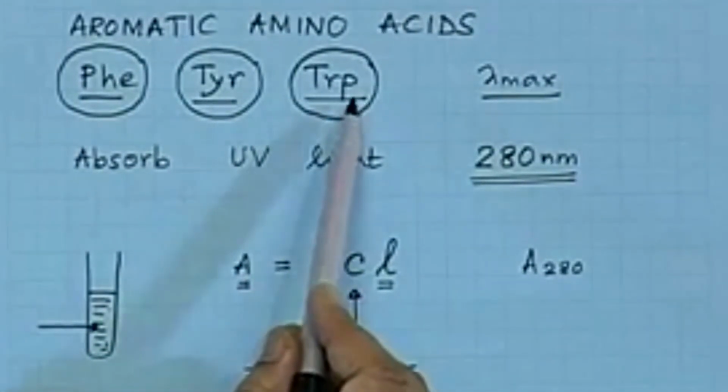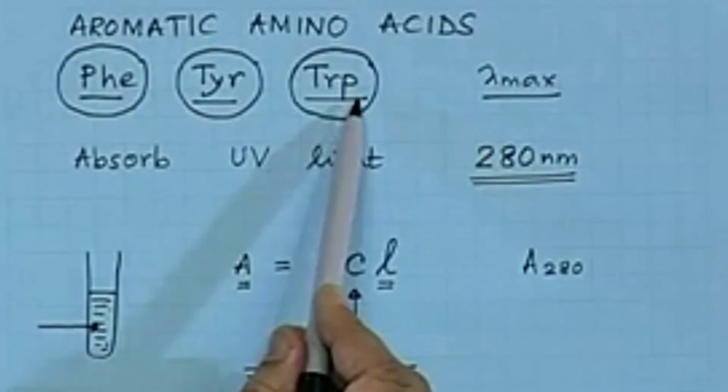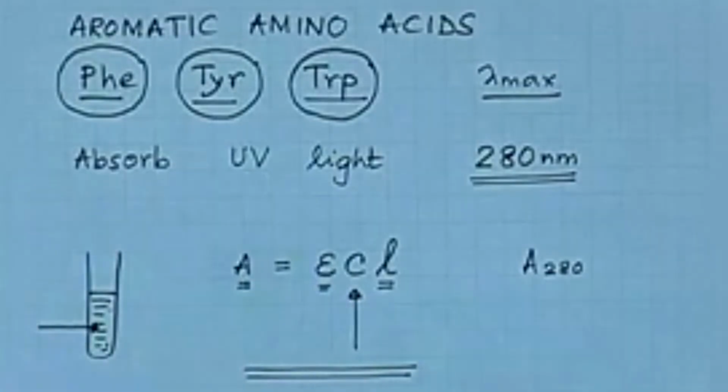Of these, tryptophan has the highest extinction, which means that if you have a large number of tryptophan amino acids in the protein, you are going to have a larger absorbance at 280 nanometers. But the presence of the aromatic amino acids themselves will give an absorbance at 280 nanometers, which is how proteins are monitored in biochemistry laboratories.